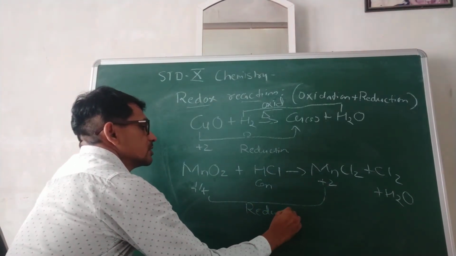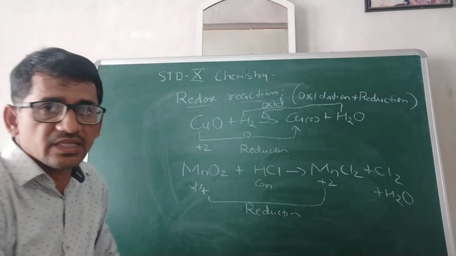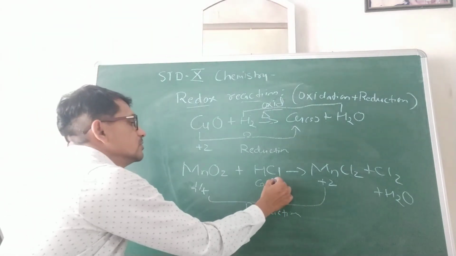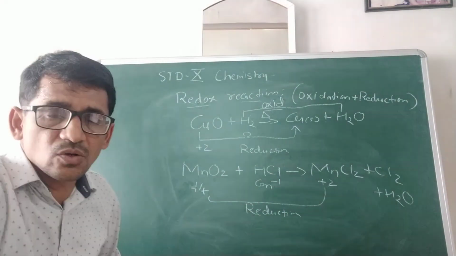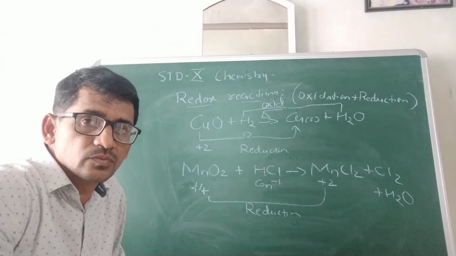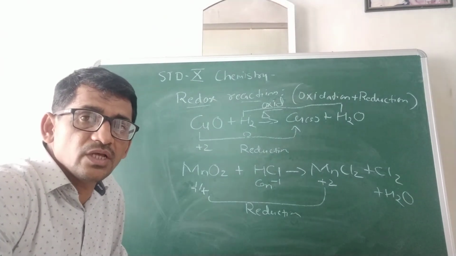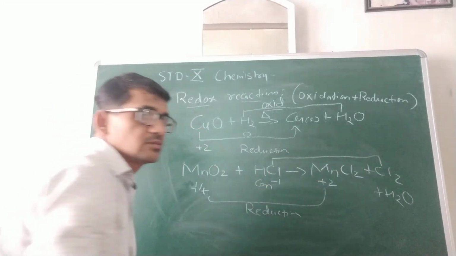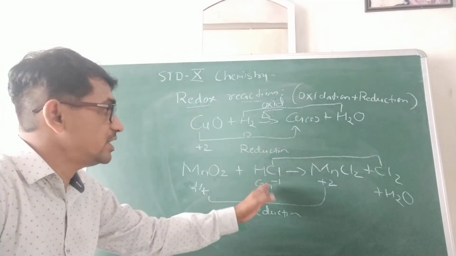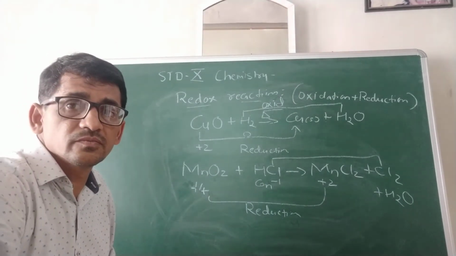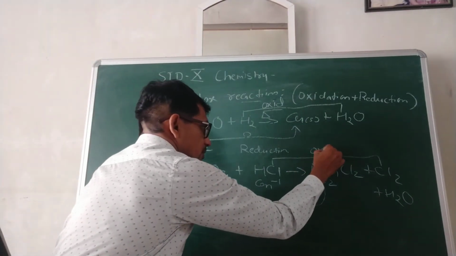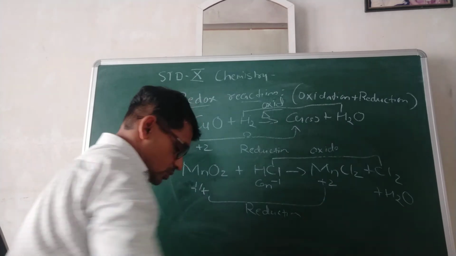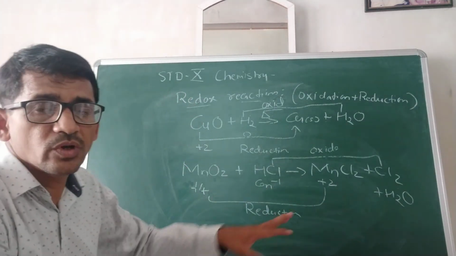Similarly, chlorine in HCl has a valency of -1. In gaseous state, chlorine has oxidation number 0. But in a compound like hydrochloride, chlorine has oxidation number -1. It is converted to chlorine gas, meaning again it is converted to 0. -1 to 0, so it increases. So oxidation takes place. So this type of reaction is known as a redox reaction.